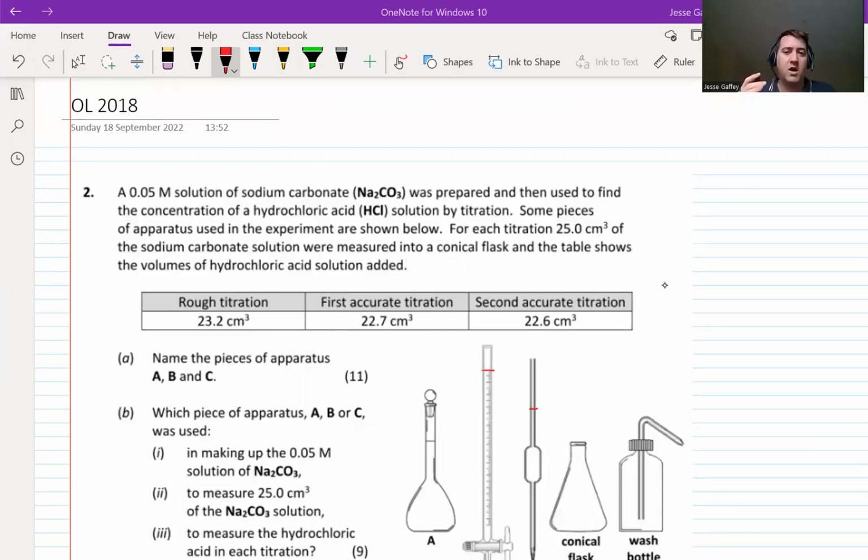In this video, we are going to be continuing our Back to Basics titration series where we are working our way through some exam questions on titrations. We started with the ordinary level questions and we're going to continue working through these. So this is the ordinary level titration question from 2018.